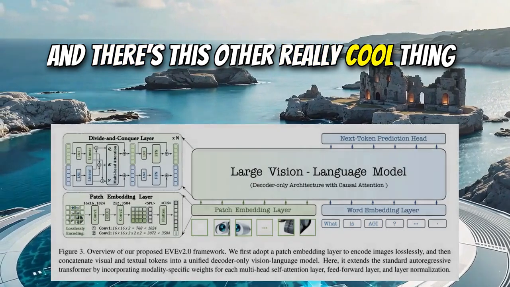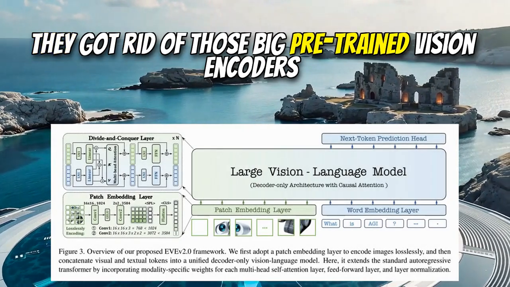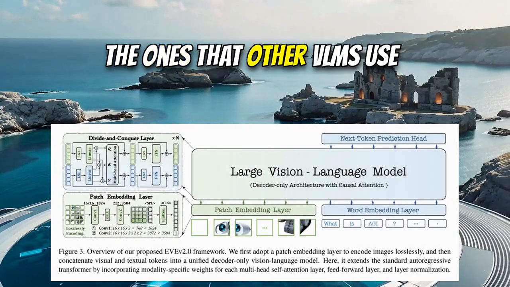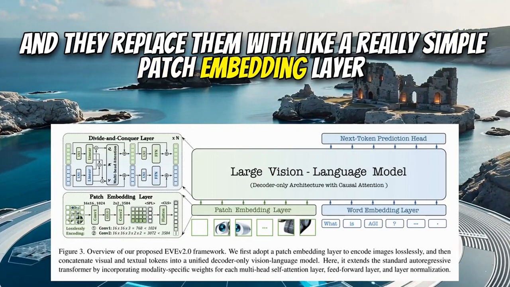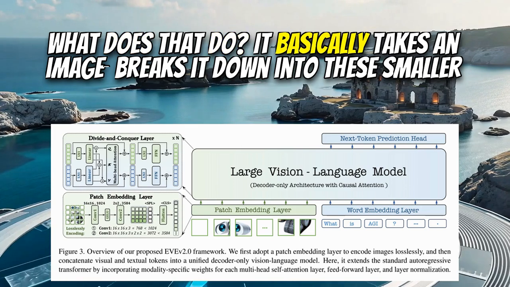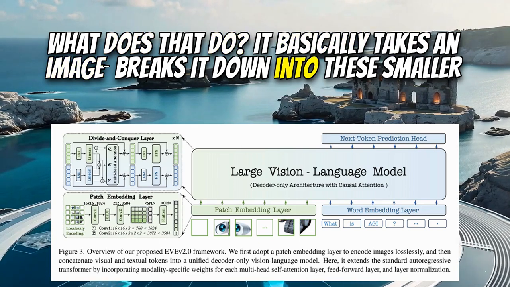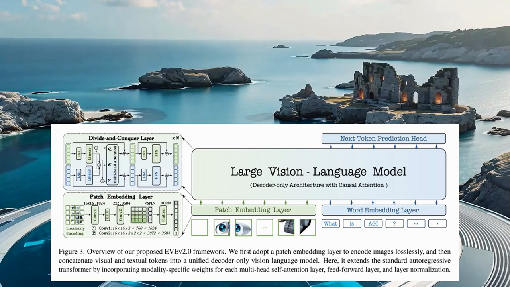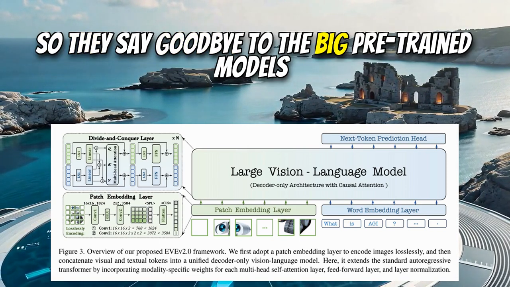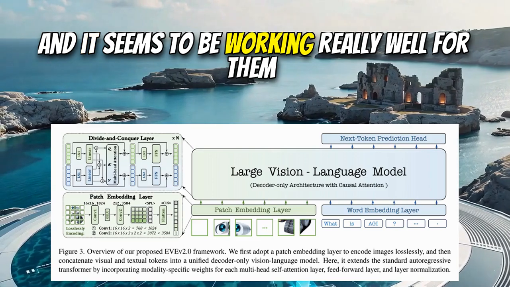And there's this other really cool thing. They got rid of those big pre-trained vision encoders. The ones that other VLMs use? Yeah, and they replace them with a really simple patch embedding layer. What does that do? It basically takes an image, breaks it down into smaller pieces, and turns them into numbers that the model can work with. Interesting. So they said goodbye to the big pre-trained models. And it seems to be working really well for them.